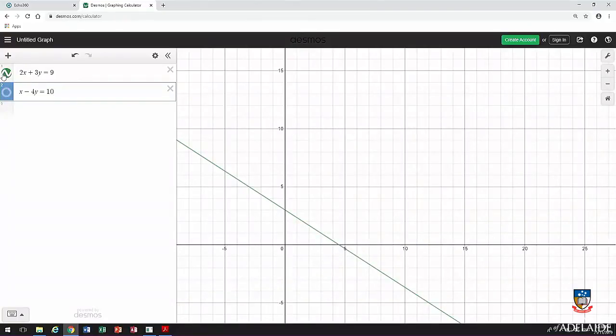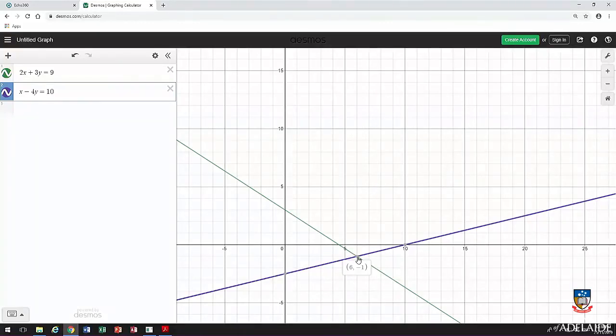And so what I would like to do is find out where these lines meet. Now my graph, my computer here tells me that it's at the point (6, -1). But the thing I want to point out very carefully is that all of these points, x minus 4y works out to 10, and all of these points, 2x plus 3y works out to 9. So this is the point where 2x plus 3y works out to 9, and simultaneously x minus 4y works out to 10. That is the point that satisfies both equations at the same time.